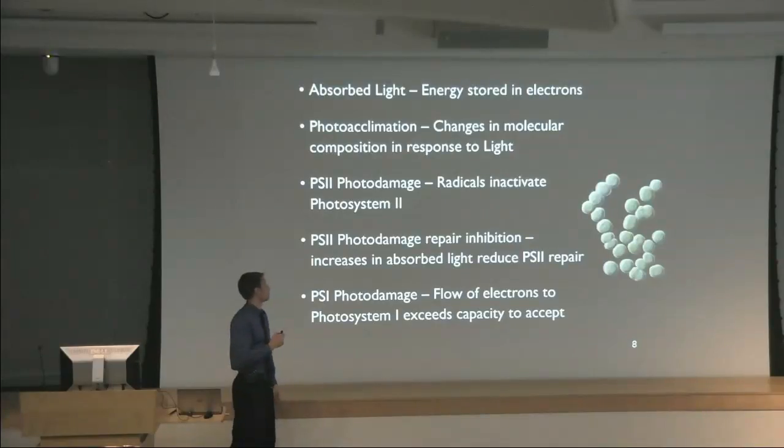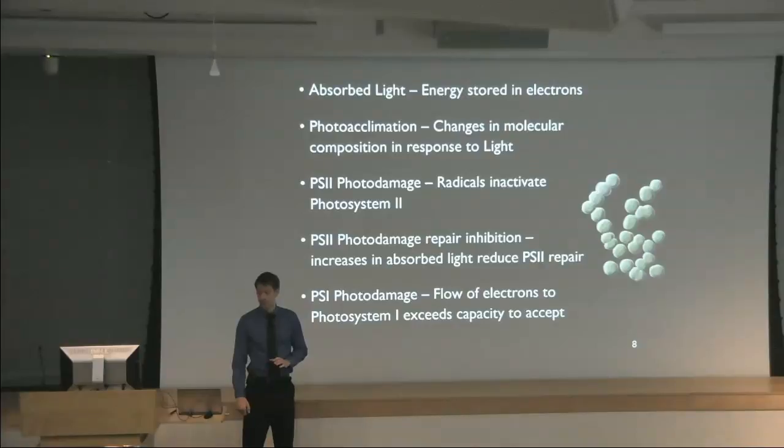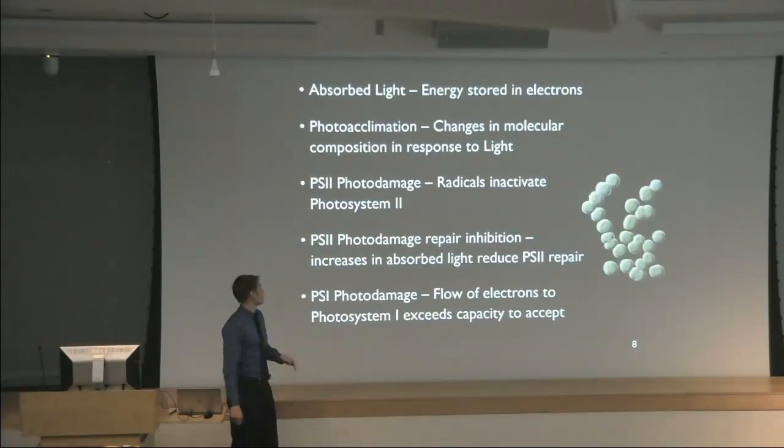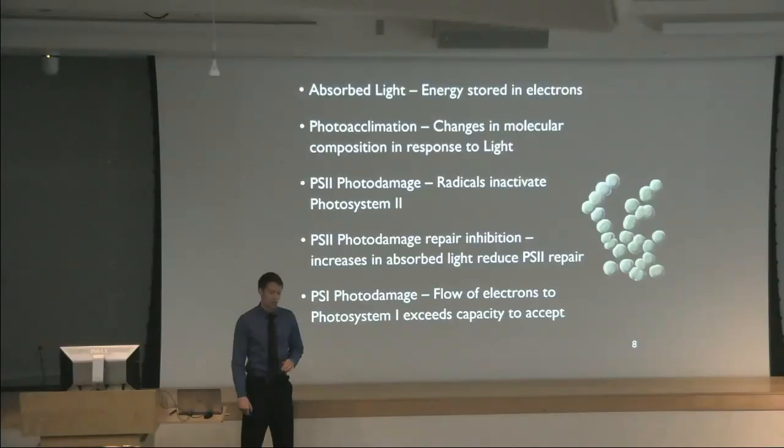The next state variable is photoacclimation. Microalgae have the ability to change their molecular composition in response to the light intensity that they're experiencing. As I'll show later, a prime example of this is that under low light conditions, dim light, they want to absorb as much light as possible, so they increase their pigmentation level, whereas at very high light, they actually want to reduce the amount of photo damage they take, so they reduce their pigmentation. Which brings me to the third state variable, which is photosystem II photo damage. Oxygenic photosynthesis is made up of two photosystems, photosystem I and photosystem II. And one of the main differences between the two is where they get their electrons from.